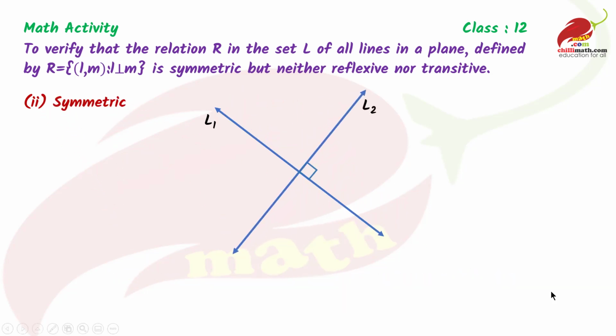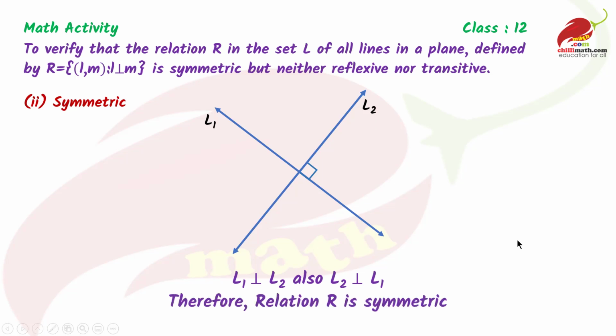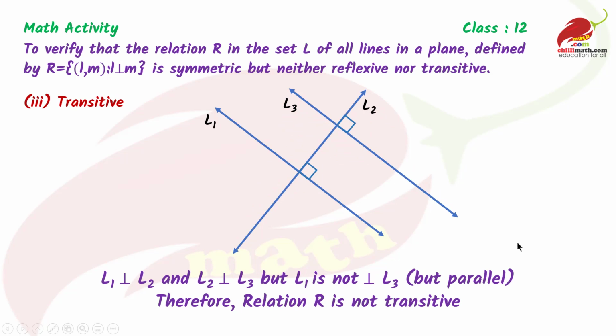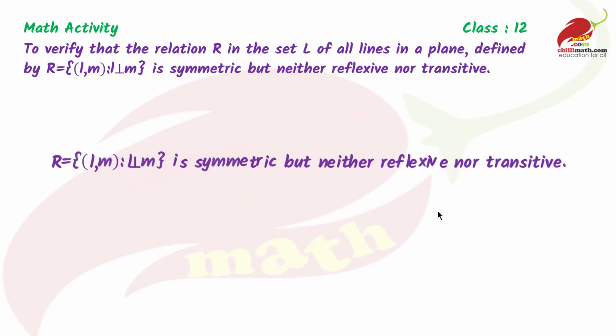Next we have symmetric. If L1 is perpendicular to L2, then L2 is also perpendicular to L1. So it satisfies the property, so therefore it is symmetric. Next we have transitive property. So if L1 is perpendicular to L2 and L2 is perpendicular to L3, then L1 and L3 are not perpendicular but they are parallel. Therefore this relation is not transitive. So we have seen from this that R is equal to (L, M), where L is perpendicular to M, is symmetric but neither reflexive nor transitive.